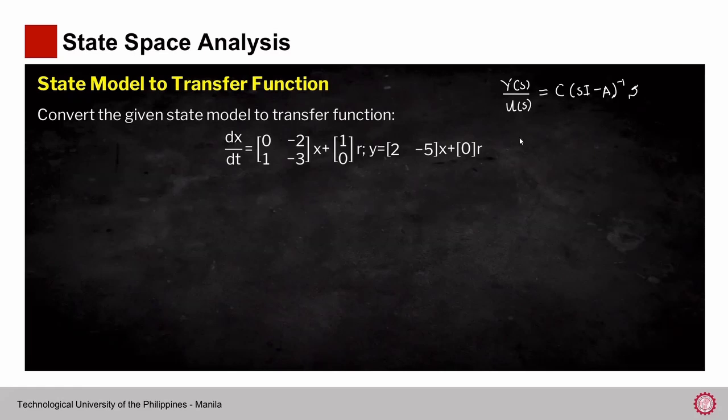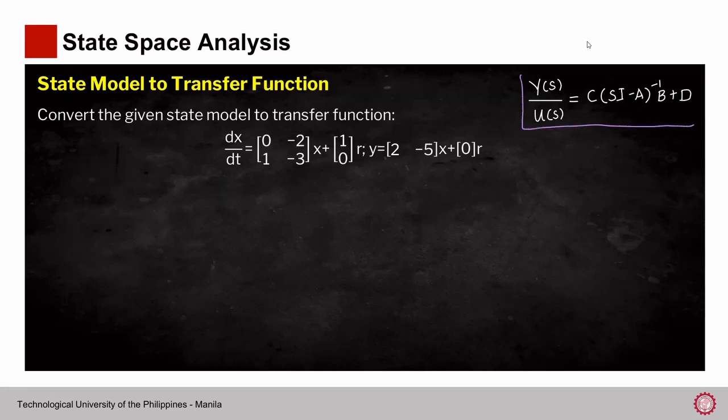I'll just pause for a bit. Okay? So I hope na okay na ito. So, ano nga uli yun, sir? So this is Y of s upon U of s, which is nothing but C into sI minus A inverse B plus D. So ito yung pinaka-general formula that we can use, guys, if you want to get the transfer function from the state model, without the canonical forms.